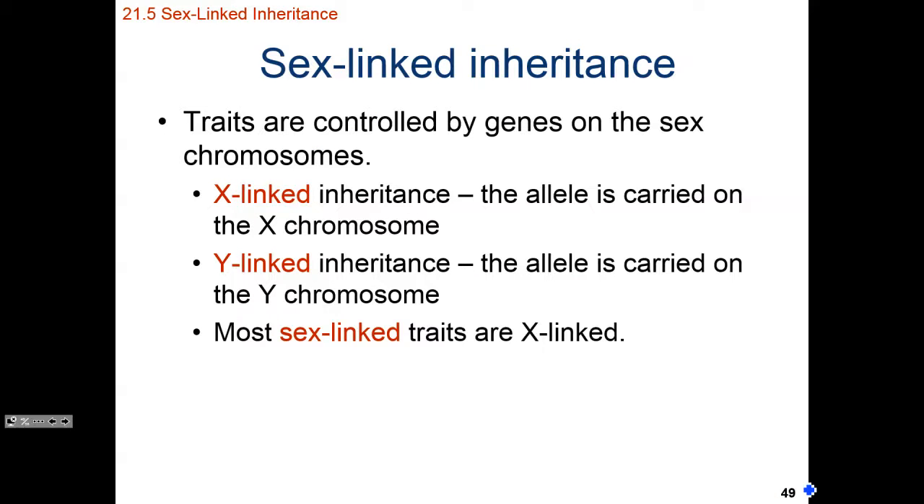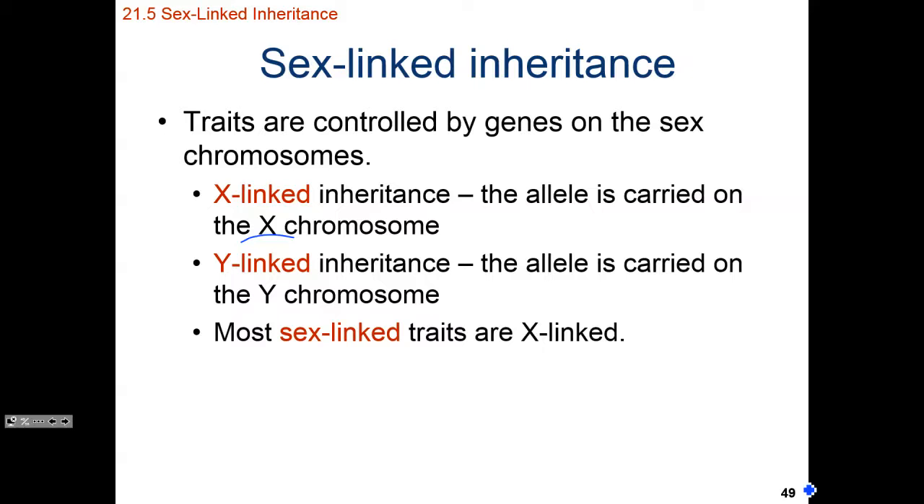Let's talk about sex-linked inheritance. For these sex-linked traits, these are going to be traits that are associated with the sex chromosomes. They'll be on either the X chromosome or the Y chromosome. For X-linked inheritance, those are correspondingly carried on our X chromosome. Y-linked inheritance is carried on the Y chromosome. So, here's a quick pop quiz. Who is more likely to exhibit a Y-linked disease, a male or a female? The male, because only males receive Y chromosomes.